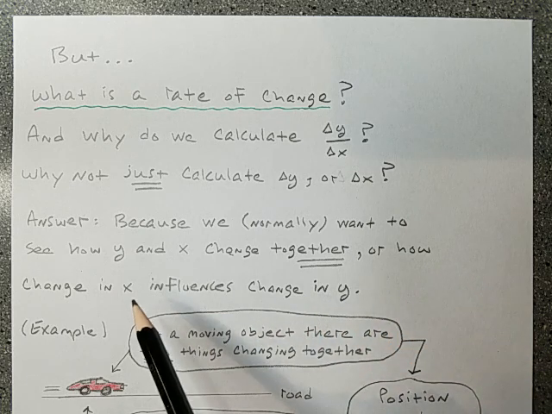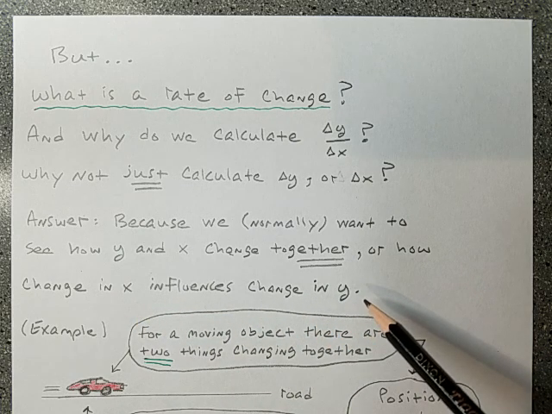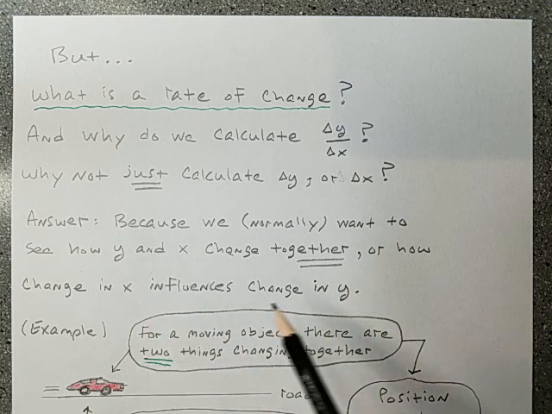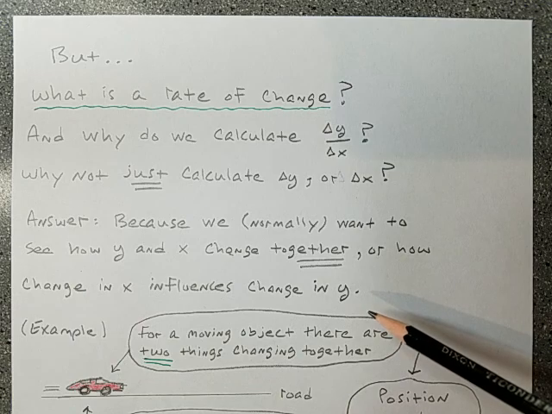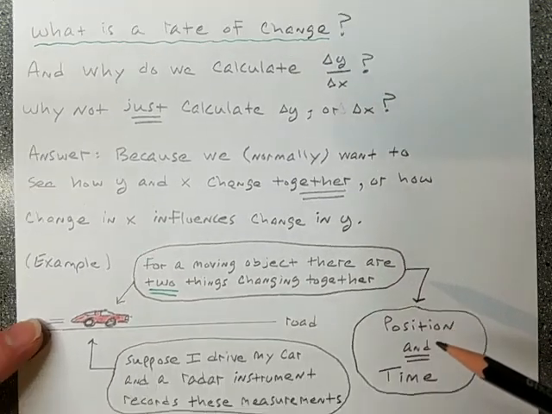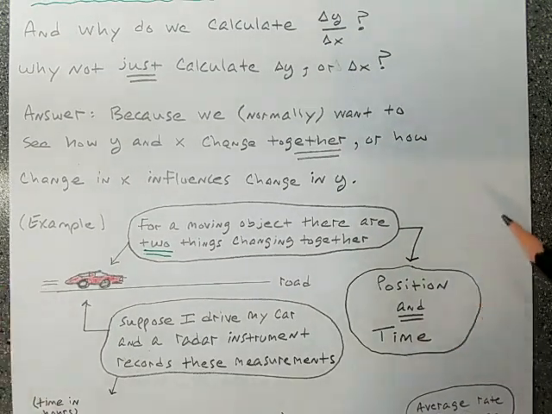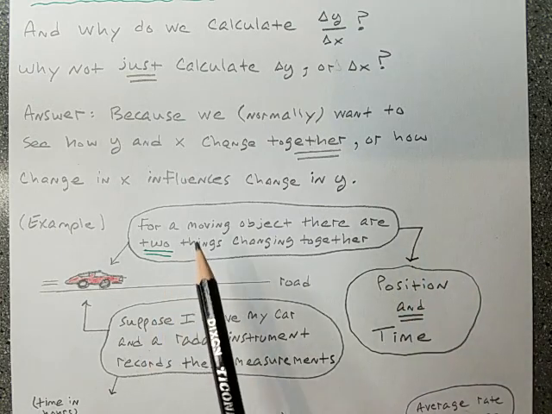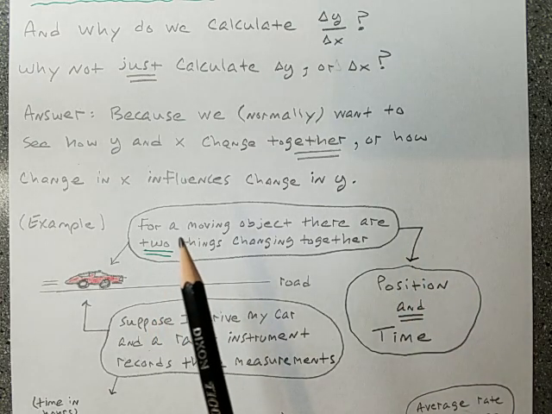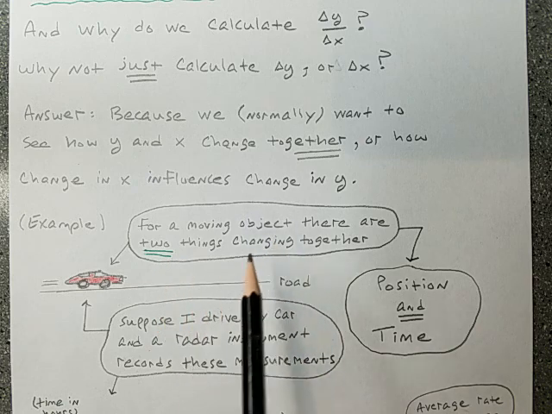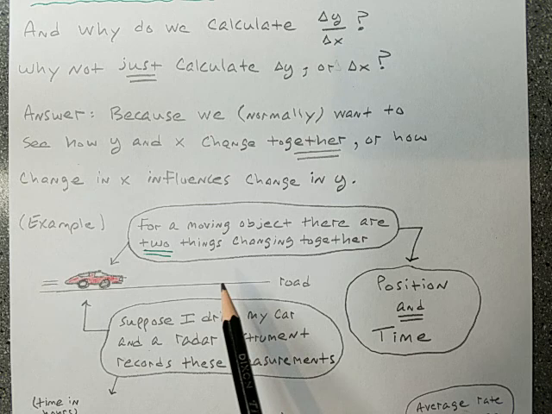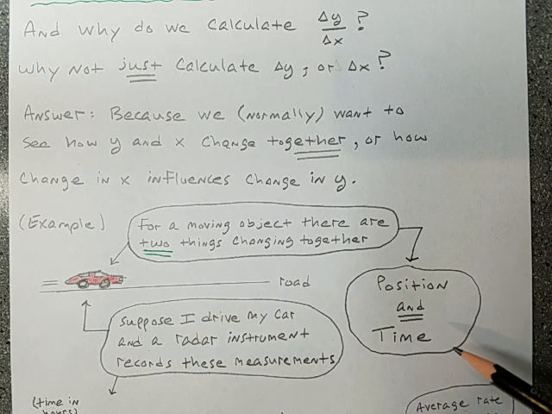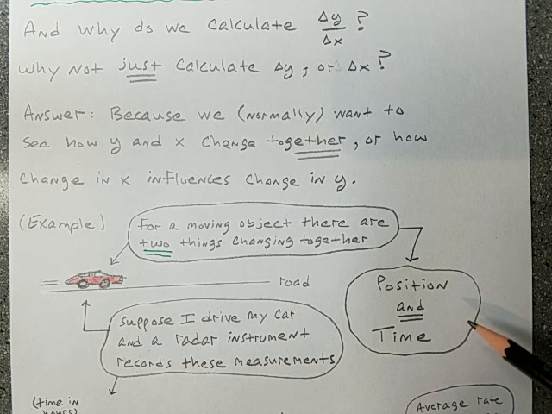And here I'm using x and y totally generically. Not all variables are x and y. You might use different letters of the alphabet to represent different variables. So let's think about an example. Suppose that we have a moving object and there are two things that are changing together: position and time. You can agree about that. That's what happens when something moves.